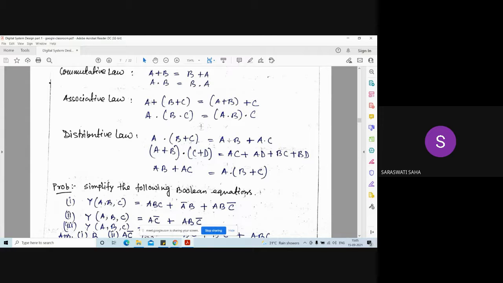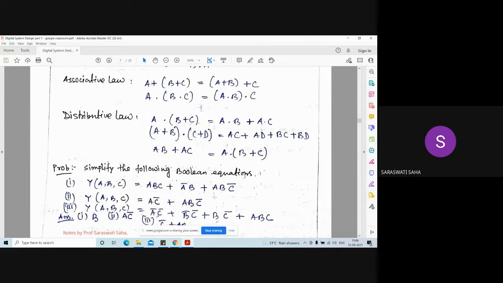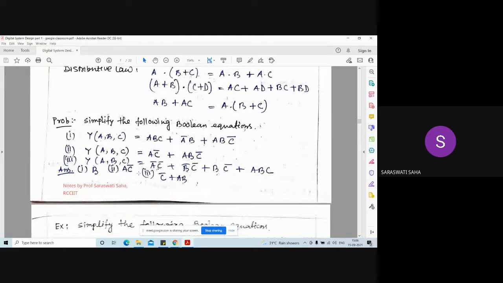And if you have this term ab plus ac, you can take a as a common term and write a(b plus c). It is the same line written here, but it is on the right hand side, while the other is on the left hand side. So these 3 laws we will use for simplifying the Boolean equations. Now here some Boolean equations are given for simplification.